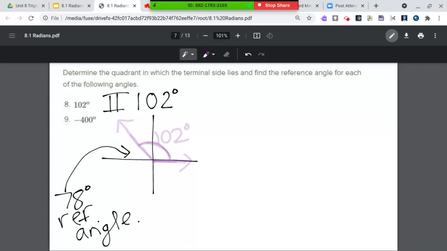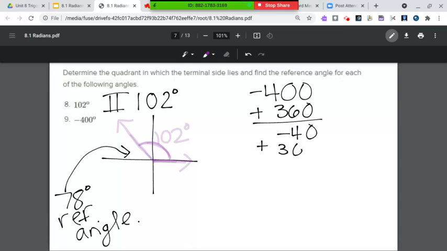Okay, the next one, negative 400, we're going to do a little differently. My personal preference is to always get between 0 and 360 because that to me is easiest. I think that's what you should do as well. So let's take negative 400. Let's find a coterminal angle first. So let's add 360. Are we positive yet? No. We're at negative 40. What do we have to do again? Add 360 again. Where are we at?